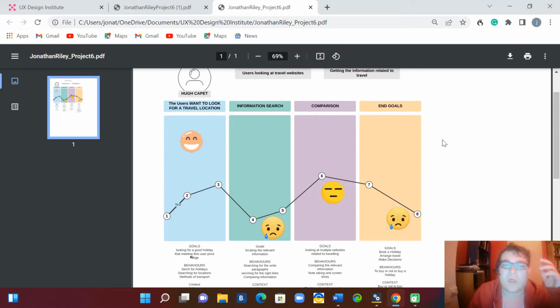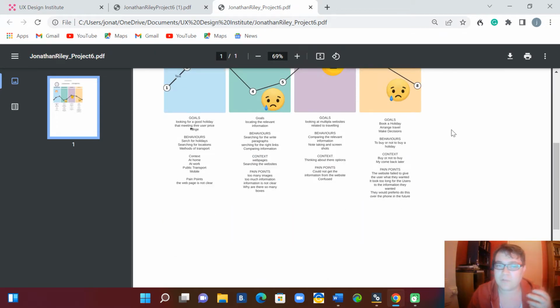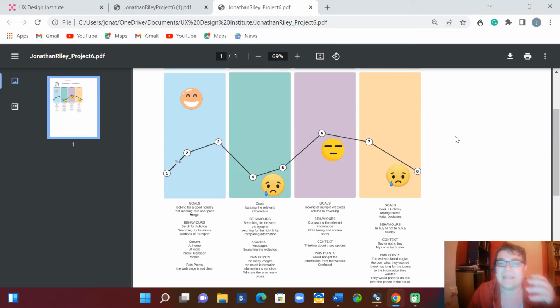Okay, now this is for a travel website, and the first thing that the user does, they'll look at this website, they have a goal in mind, which is to book a holiday. They're going to search this information on the website. They could be doing this at home, at work, on public transport, and then they go to find the actual web page itself. Now, the pain points could be, is the page clear? If the page is clear or it's not clear, there's not enough information, through your usability testing, your prior research, you put that down as a smiley face or a sad face. You just go by your research.